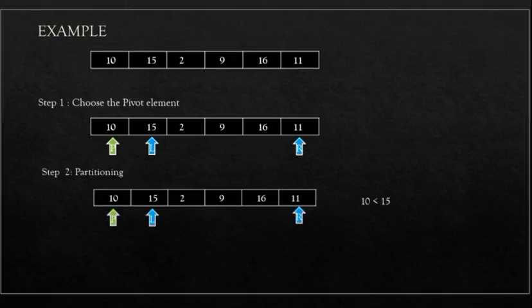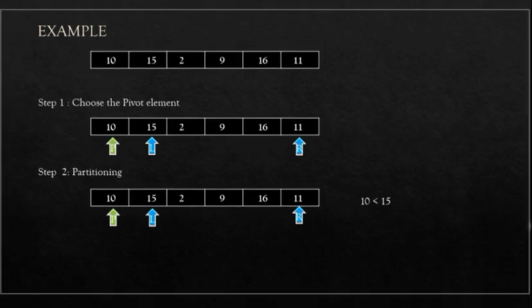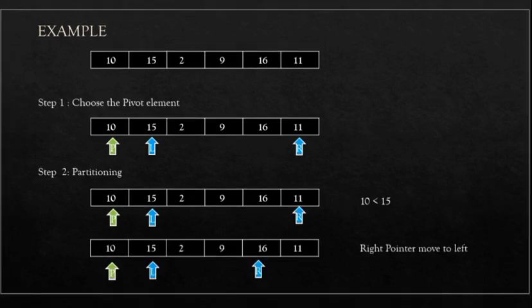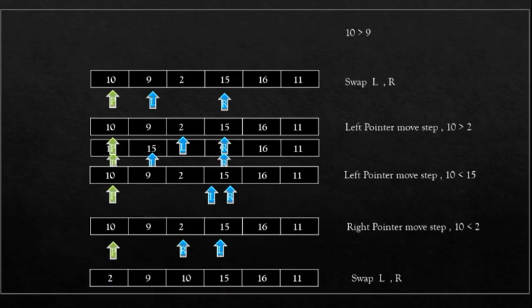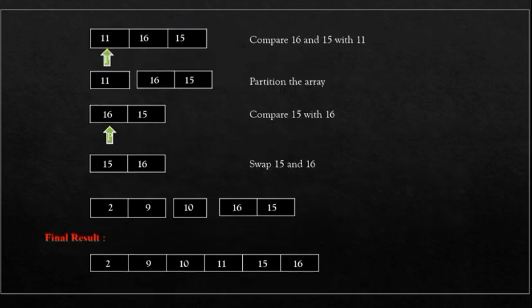The next step is partitioning. First we compare the pivot element and the left variable. The condition is that the pivot element is greater than the left side and smaller than the right side. But in this place, the pivot element has the small value 10 and the left variable has the greater value 15. In this scenario, we move the right pointer variable to the left and now compare the pivot element and the right pointer variable. The pivot value is 10 and the right variable is 16.